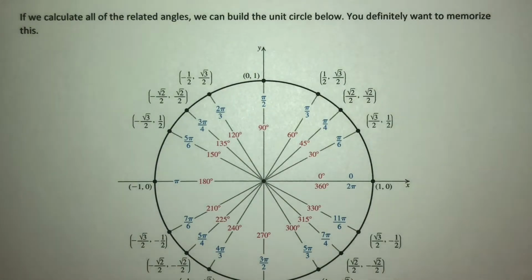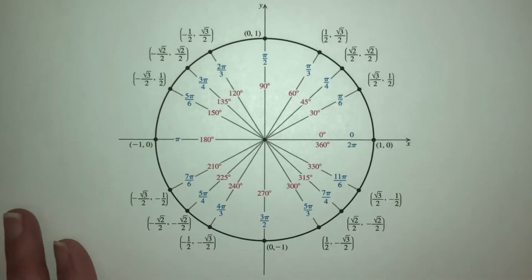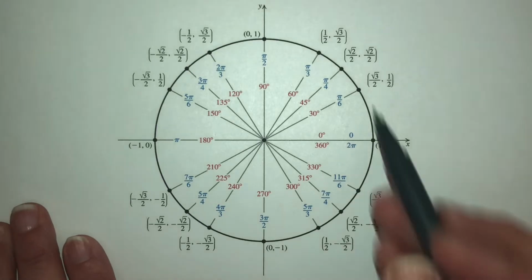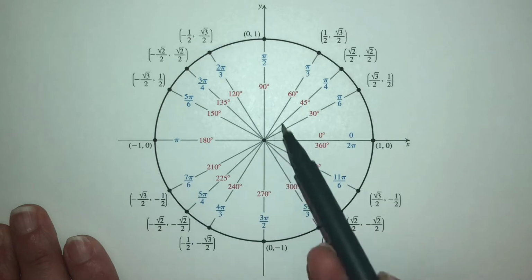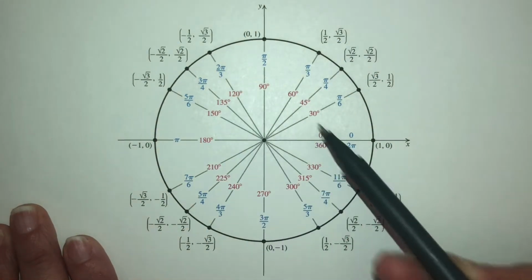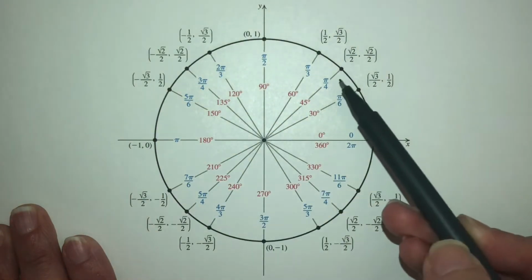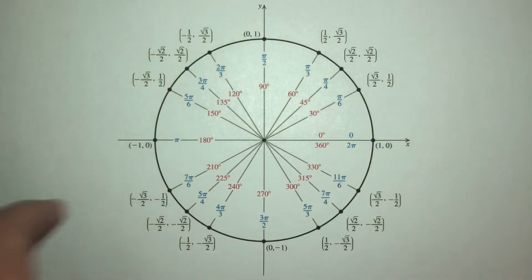And if we take the chart that we just showed and then use all of the related angles using all of the symmetry, this is what we normally think of when we're talking about the unit circle. It is a diagram like this with a circle of radius 1 centered at the origin. We have here the degree measurements, here the radian measurements, and then your x, y values that correspond. You really, really, really want to memorize this.